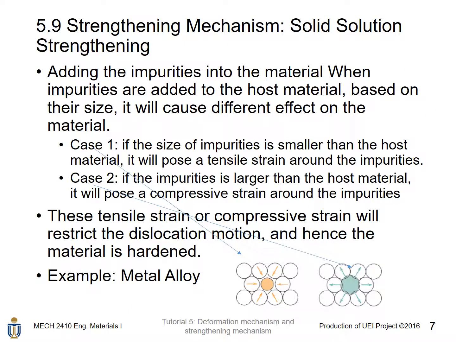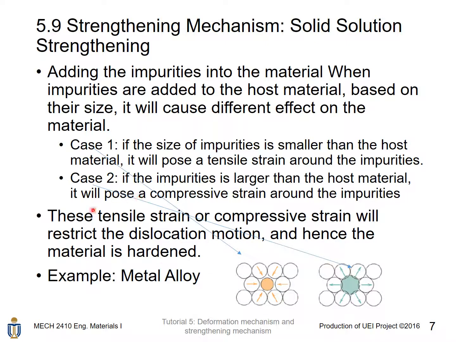Solid solution strengthening. It basically adds some impurities into the material. When the impurities are added to the host material, based on their size, it will cause different effects on the material. If the size of the impurities is smaller than the host material, it will pose a tensile strain around the impurities. If the impurity is larger than the host material, it will pose a compressive strain around the impurities, as seen here in these two pictures. This one is the tensile strain one, and this one is the compressive strain one. Notice the difference in the atom size.